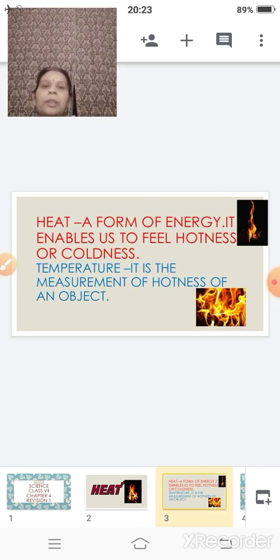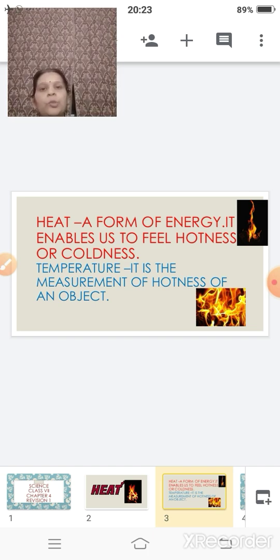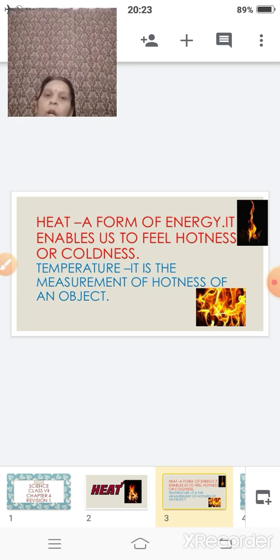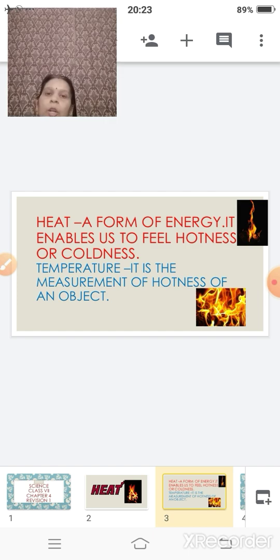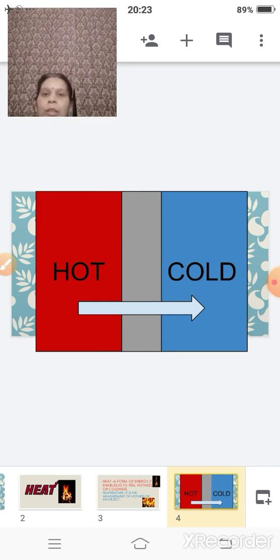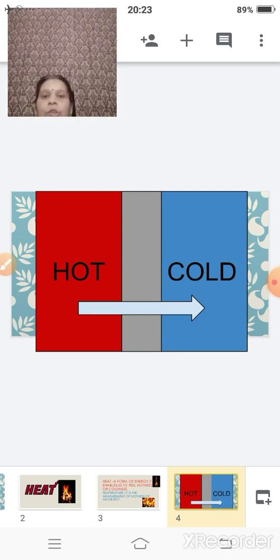So when we start with the chapter heat, two terms that come up to your mind are heat and temperature. So what is heat? Heat is a form of energy which enables us to feel hotness or coldness. As soon as we think of these two terms, we come across something which is very hot and something which is very cold. When we think of something cold, ice cream comes to our mind, and for something hot, it's your hot tea, hot milk that comes to our mind.